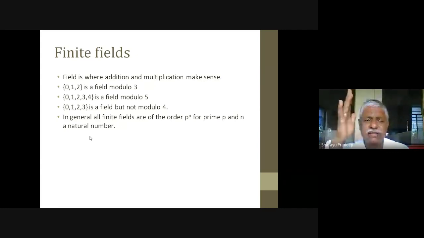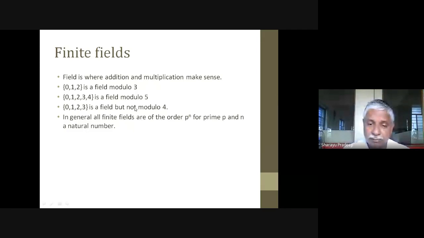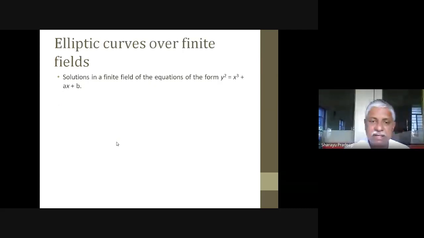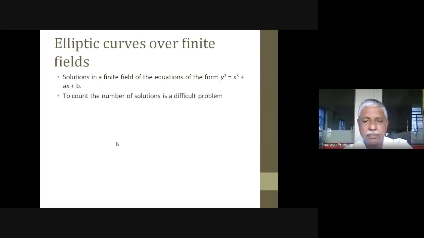For example, you cannot have a field with 6 elements because it's not a prime power. You cannot have a field with 10 elements. Such things are not possible. So what we do is, solutions of these equations in these fields are called finite field solutions. And elliptic curves are solutions of these kinds of equations in that finite field.